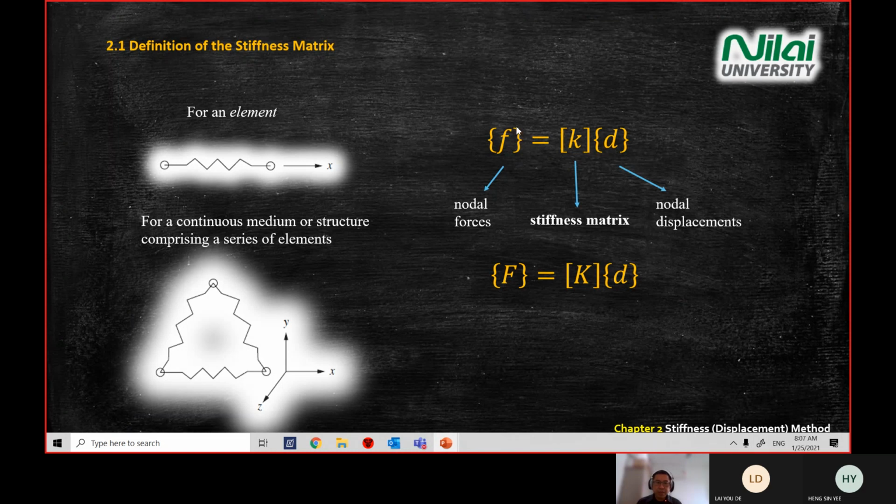If you are analyzing a single element, then you use a small f for force, small k for the stiffness matrix, and small d for displacement. If you are analyzing an assembly of a system, then you use a capital F for the force, capital K for the stiffness matrix, and small d for the displacement.